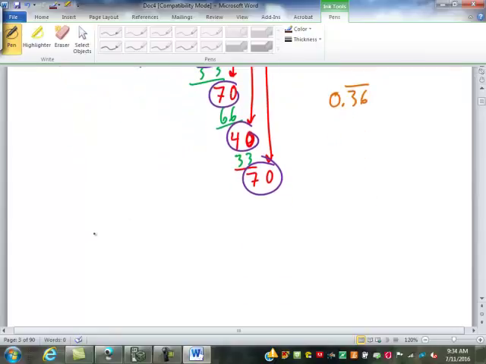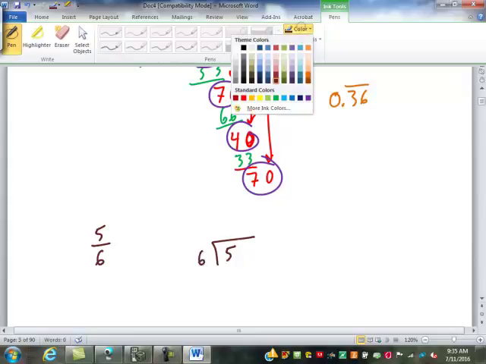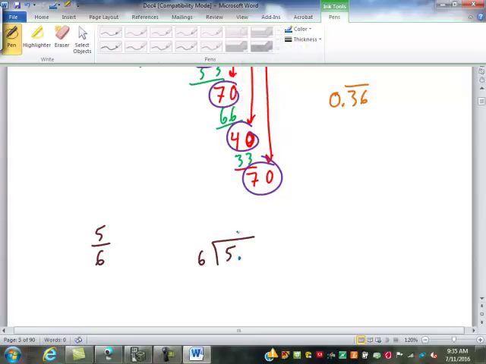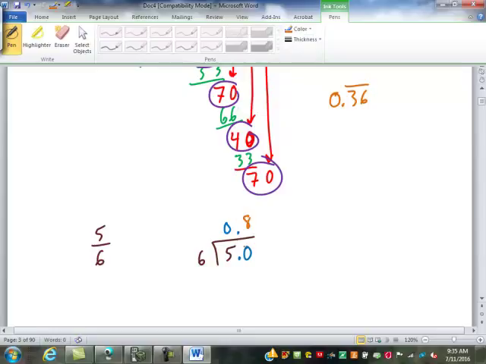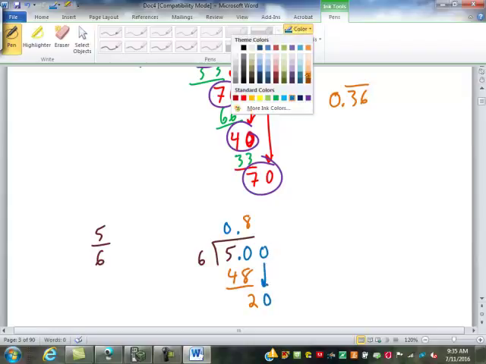Slightly different would be something like 5/6. If I divide that out, it's going to be 5 divided by 6. Of course, 6 doesn't go into 5, so I put in the 0 and the decimal point. Add a 0 here. 6 goes into 50 how many times? 8. So that'd be 48. We subtract to get 2. Add a 0 and bring it down, so it's 20. 6 goes into 20. How many times?